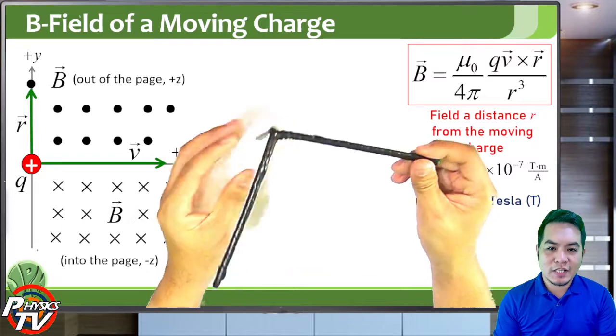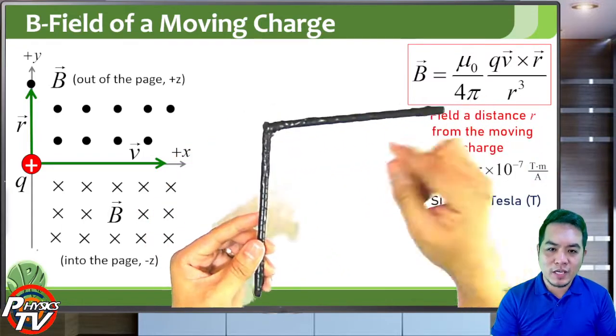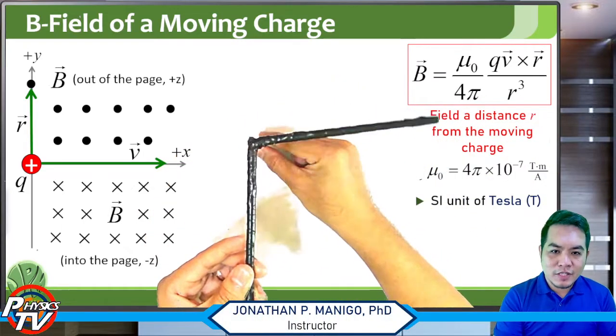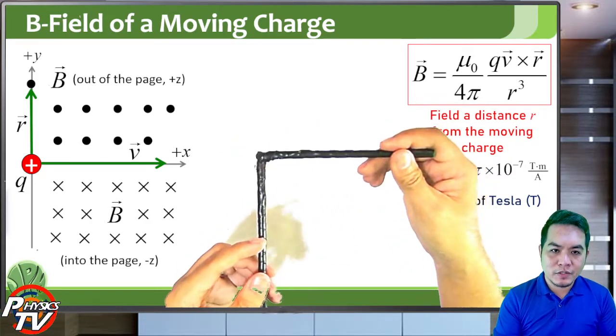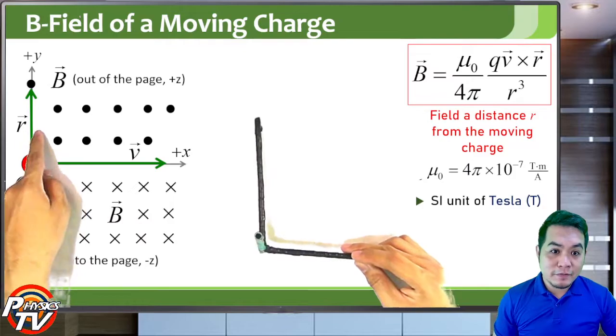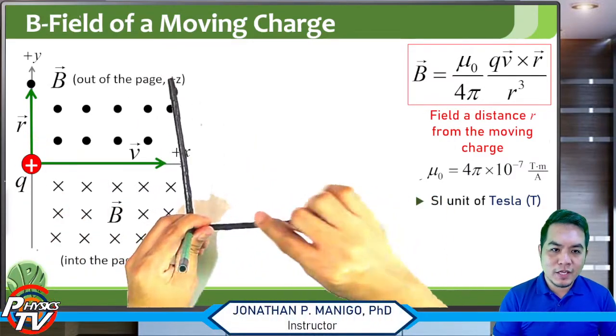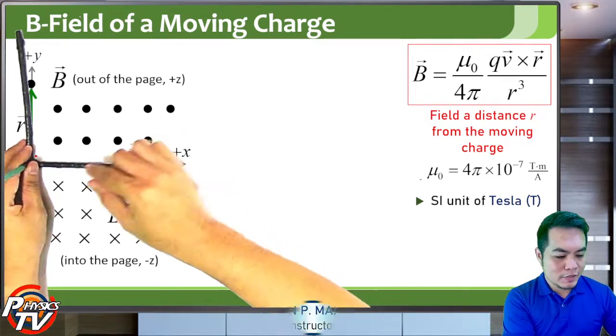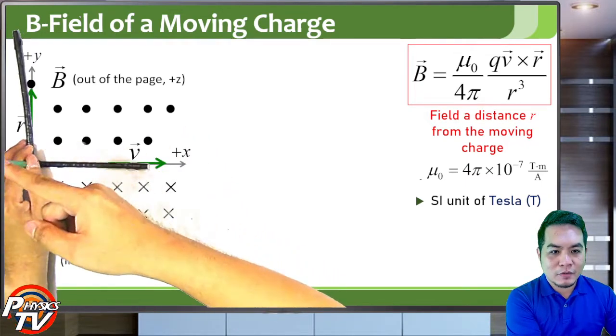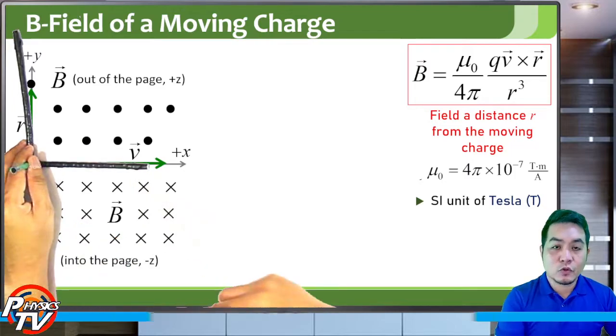Or it's easier to look at this one. If this is V, this is R, then this is V cross R, this one. So into the page. Take note, it's different from this one. So this is V, this is R, V cross R. So the direction of the magnetic field is out of the page. So this one, towards you.